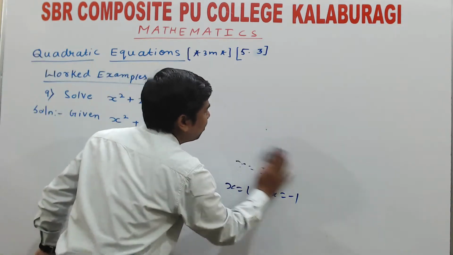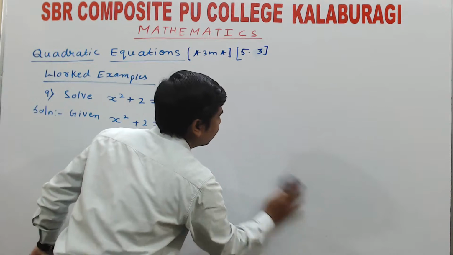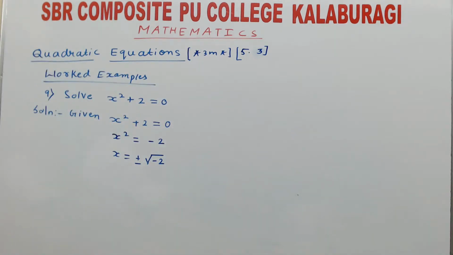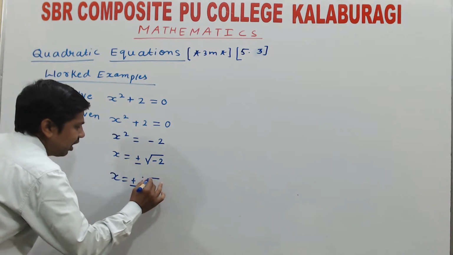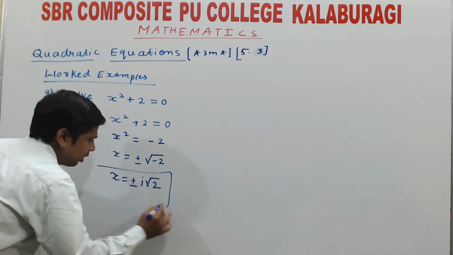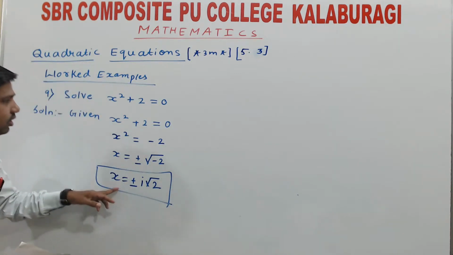And we know that under root negative. What is under root negative? It is an imaginary, right? So x equal to plus or minus, it is i into root 2. So these are the two values of x which satisfy this equation.